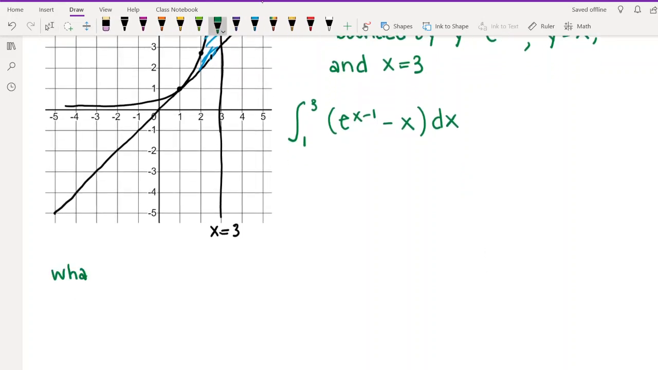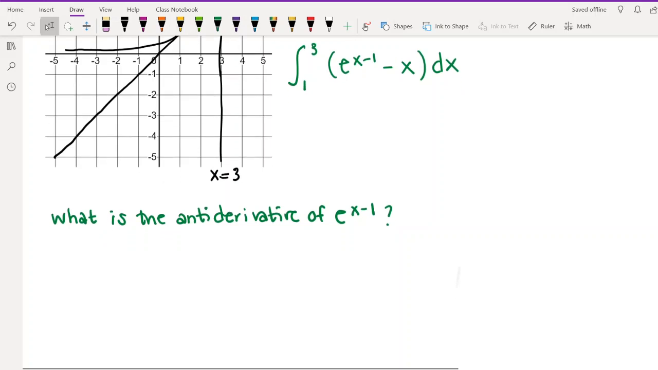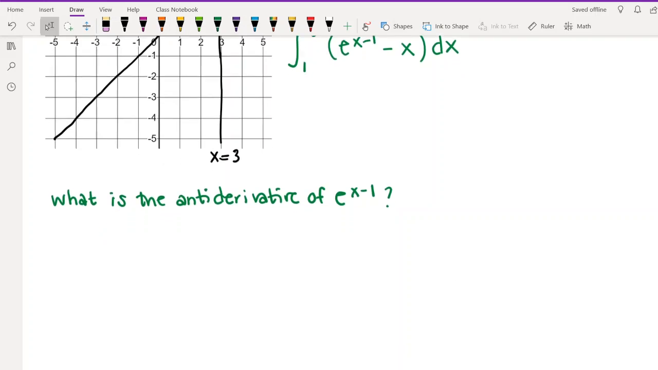So what is the antiderivative of e to the x minus 1? Side note. Well, think about guess and check, right? So how can you tell whether something is the correct antiderivative? When you take the derivative of it, you should get your original function, right? So the answer for this is e to the x minus 1. So how can you check that? Well, let's see what happens if you take the derivative of e to the x minus 1.